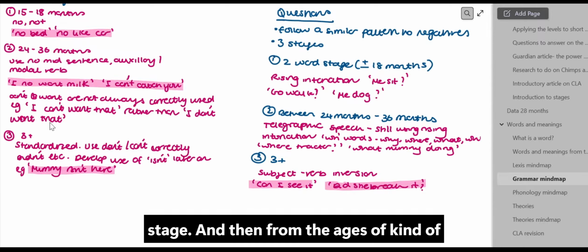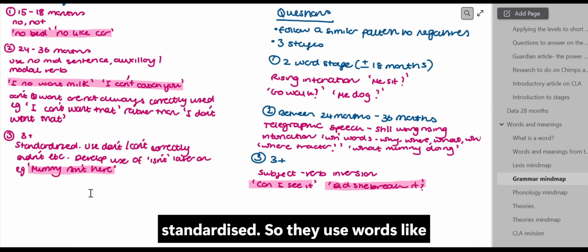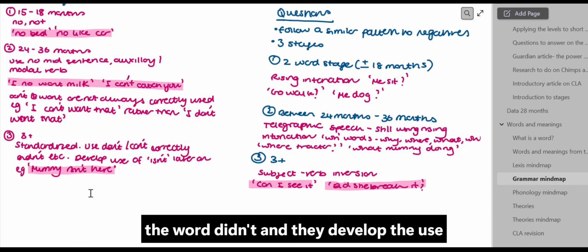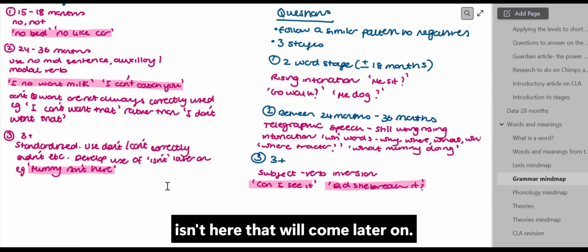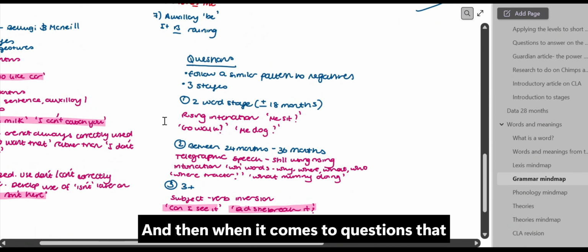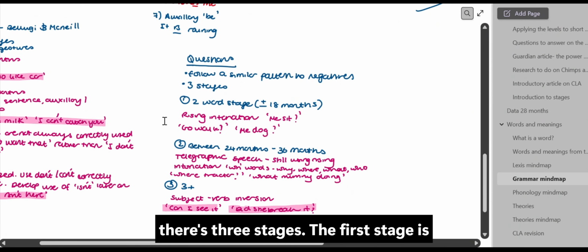And then from the ages of 3+ onwards, it's more standardized. So they use words like don't and can't correctly. They can use the word didn't, and they develop the use of isn't later on. So, for example, mummy isn't here. That'll come later on. And then when it comes to questions, that follows a similar pattern to negatives. There's three stages.